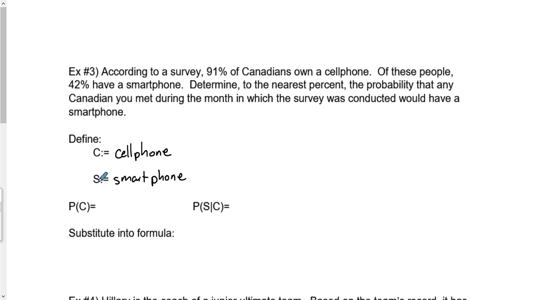Alrighty, so let's substitute our values in. According to the survey, 91% of Canadians own a cell phone. So the probability that someone owns a cell phone is 91%. Of course, when we are dealing with percent, it's always nicest to write things as a decimal. Now, of these people, that is probably your key terminology in this question. You need to make sure you do read questions. Of these people, 42% have a smartphone. So what's the probability of having a smartphone given that it's a cell phone? 42%.